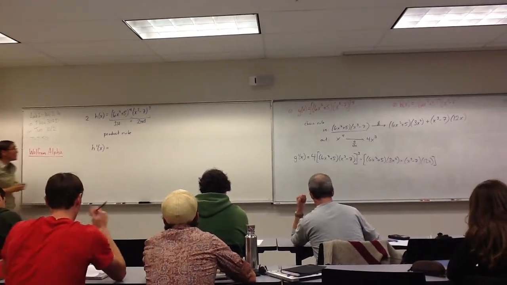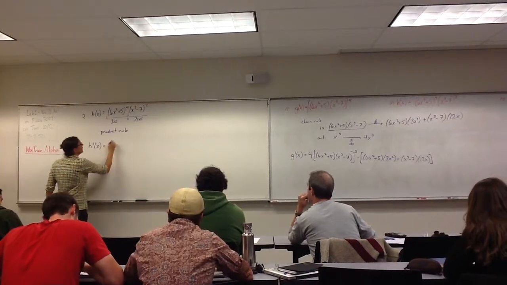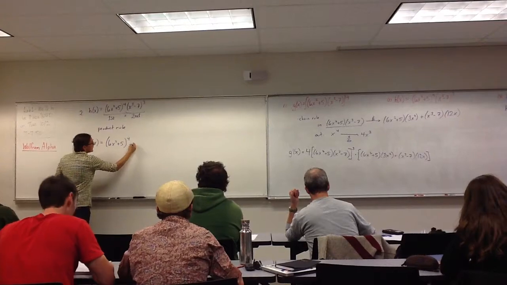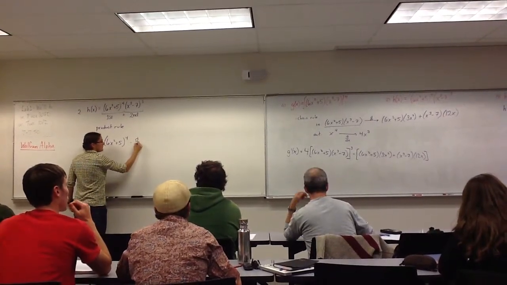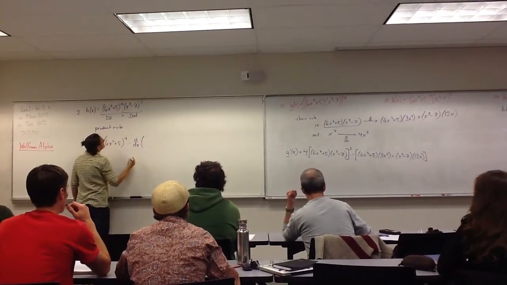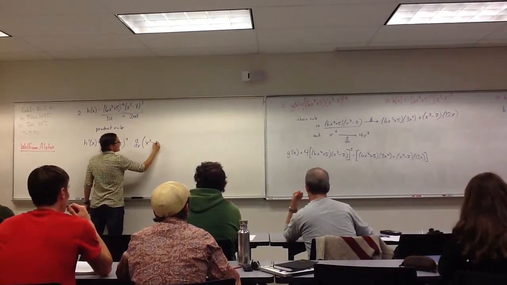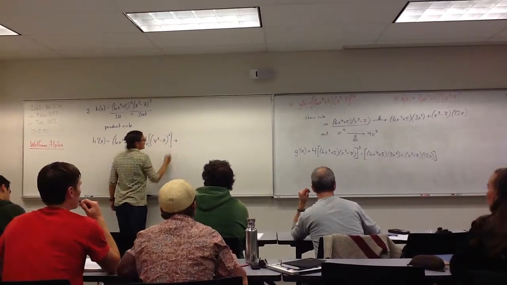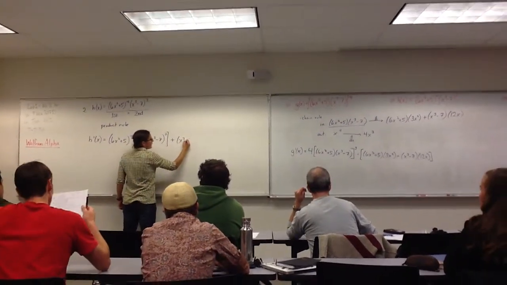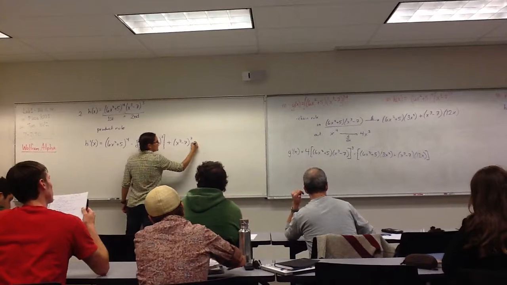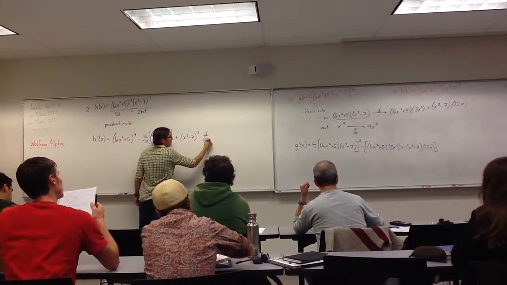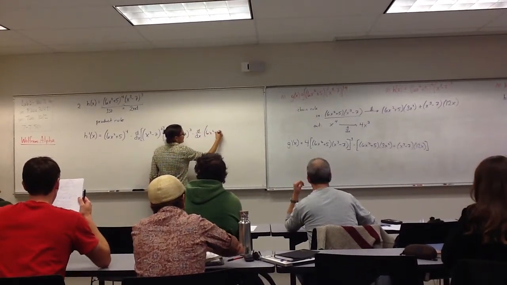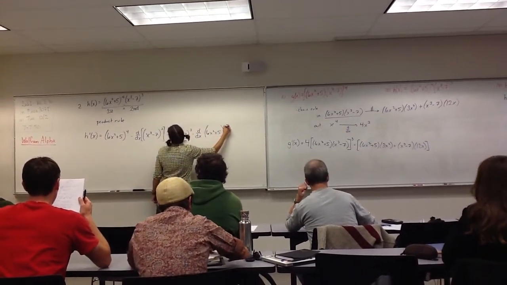All right, so product rule says first, 6x squared plus 5 raised to the 4th times the derivative of the second, the derivative of x cubed minus 7 raised to the 3rd, plus second, x cubed minus 7 raised to the 3rd, times the derivative of the first, 6x squared plus 5 raised to the 4th power.